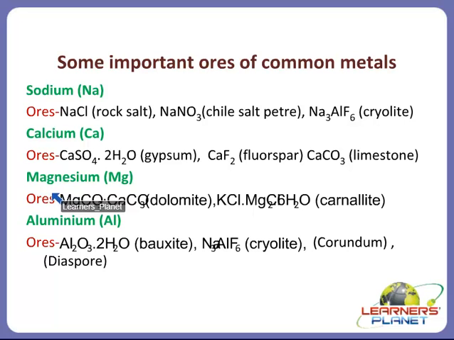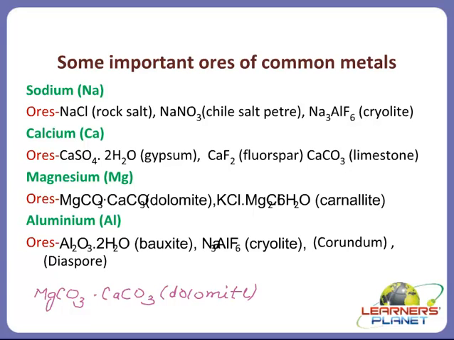Now next is magnesium. The ores are magnesium carbonate, MgCO3, and CaCO3. I'll write it clearly here. Magnesium carbonate, MgCO3, CaCO3. What is its name, children? Its name is dolomite.